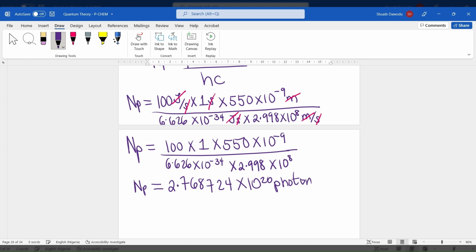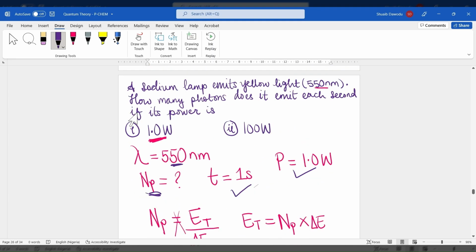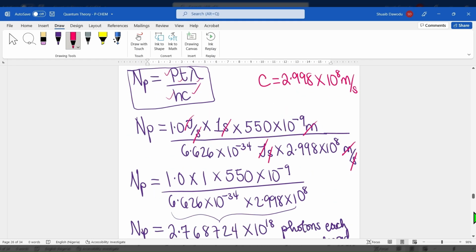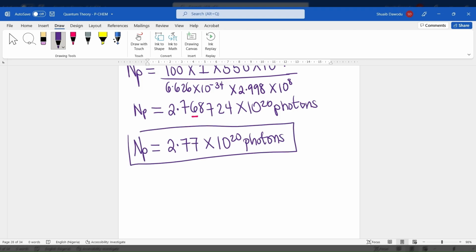Yeah, that's it. Now, again, we are chemists and we're supposed to be putting our answer in the proper number of significant figures. So we go back to our question. We're dealing with 100 watts now. We have 3 sig figs for 550, and we also have 3 sig figs for 100 watts. So that means we put our final answer in 3 sig figs. So the number of photons emitted at 550 nanometers is 2.77 times 10 to the power of 20 photons emitted each second.